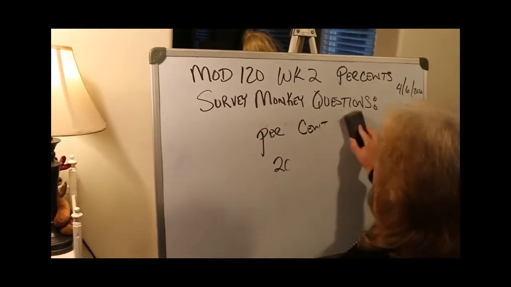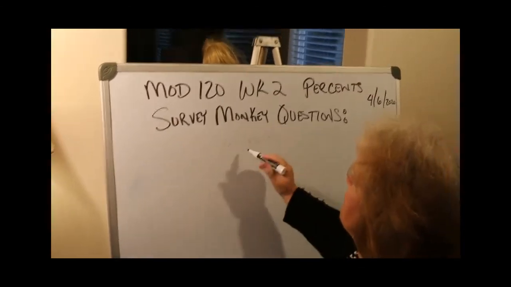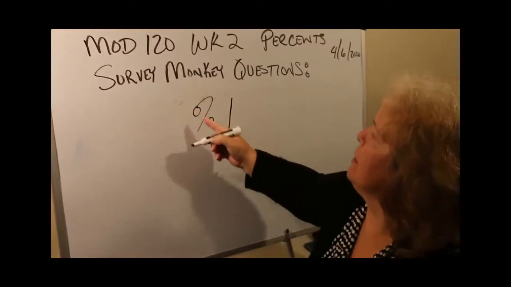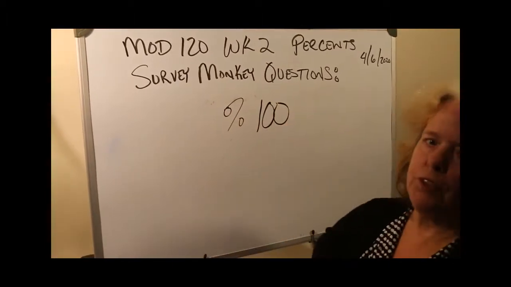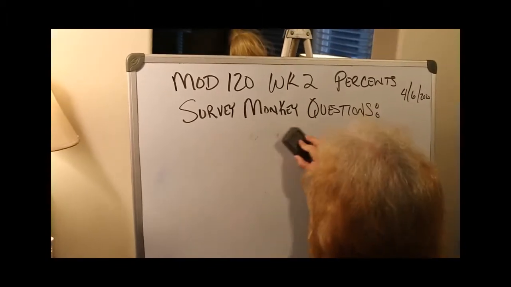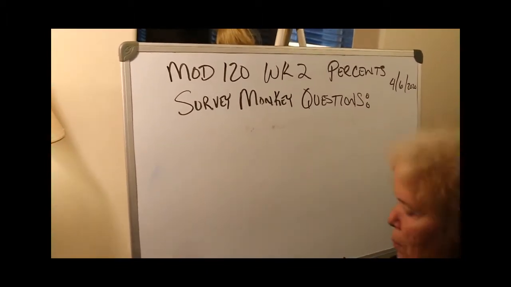In fact, what our little symbol here actually means is this is the 1 and these are the 2 zeros. So it's just a quick way of saying per 100. With that said, it's easy to understand what it means.